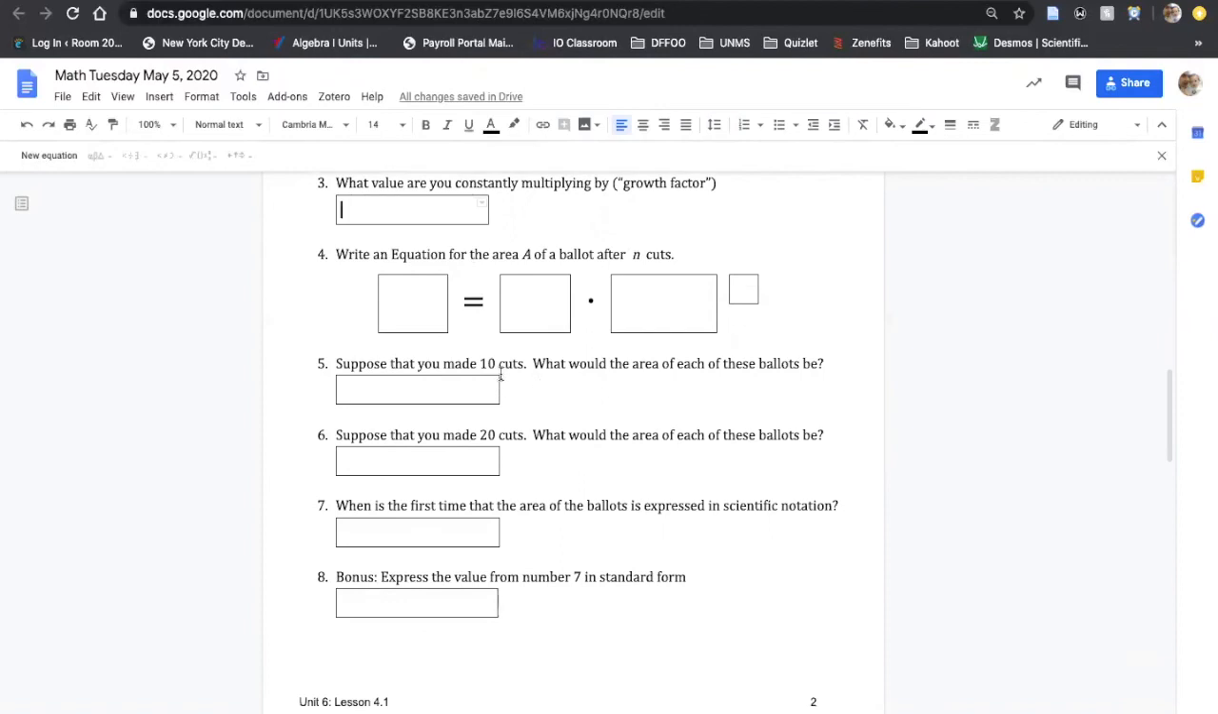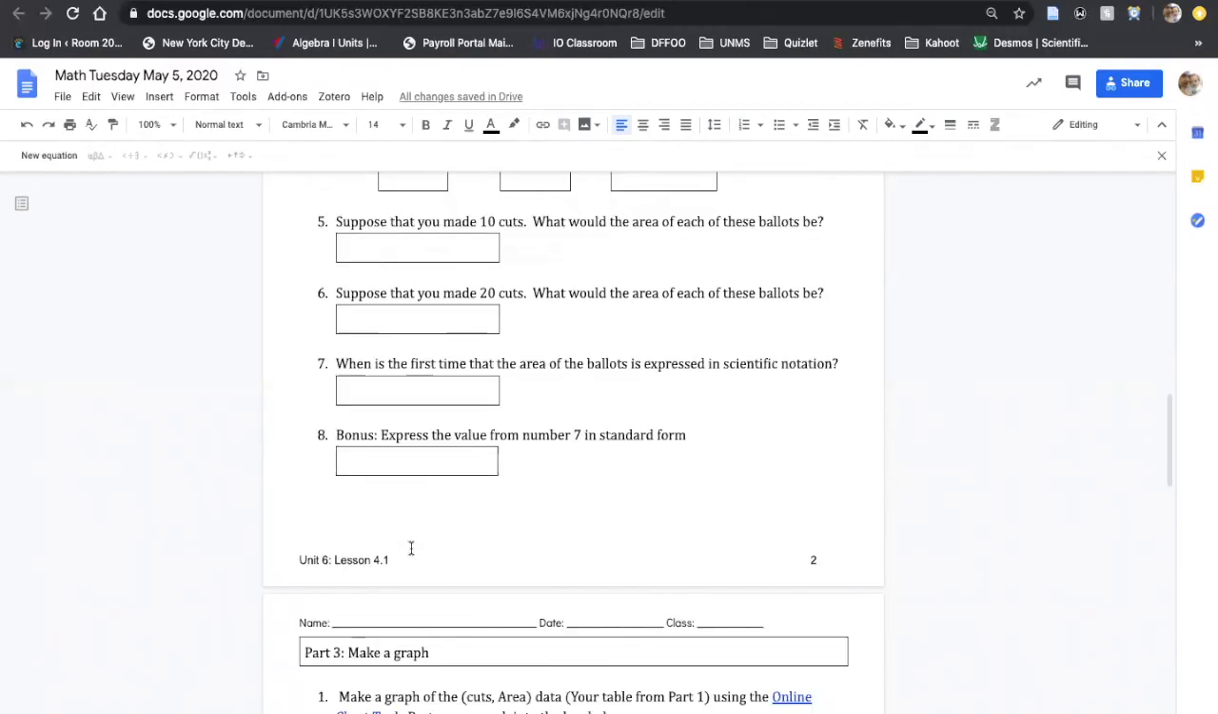What you're going to do next is use your equation to answer the following questions here. So the idea is that I'm giving you a number of cuts. Your equation should be able to tell you what the area of each of those ballots is going to be. Fill those questions out there. Number 8 here is just a small bonus.